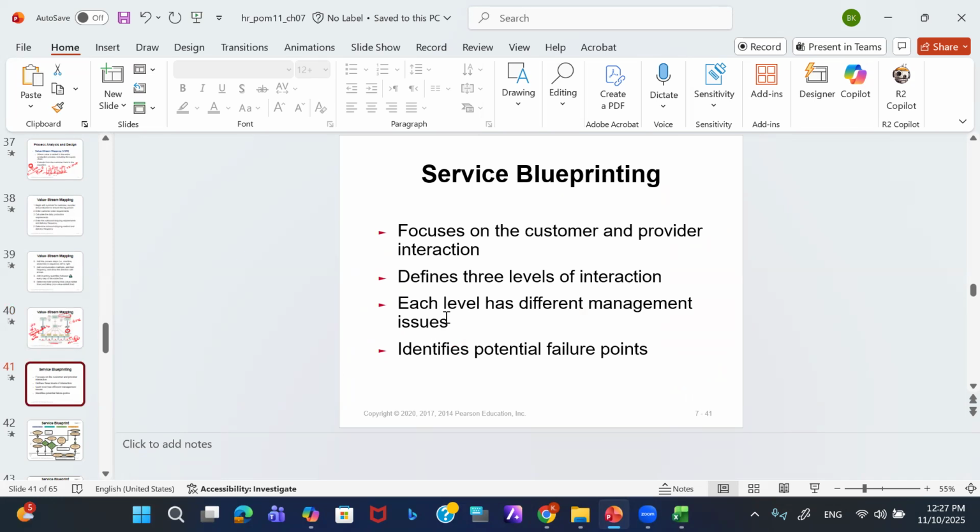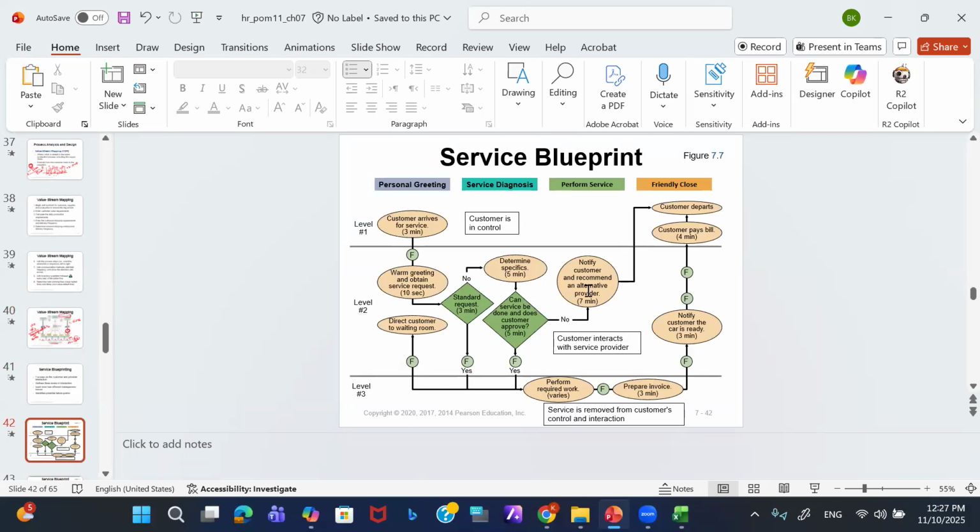Service blueprinting focuses on customers and providers, and defines three levels of interaction. Each has different management and different potential failure points. Yeah, you study all the processes and you try to find out.